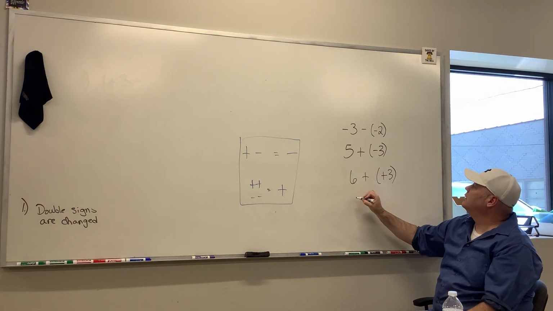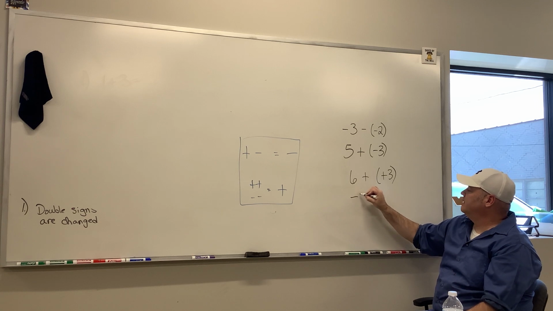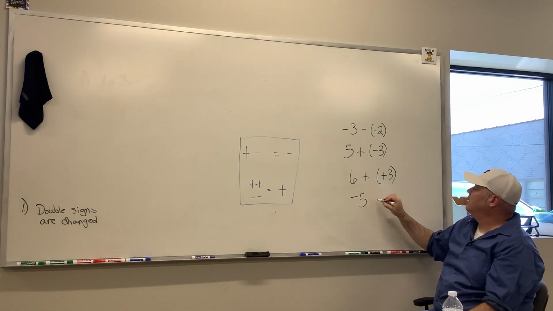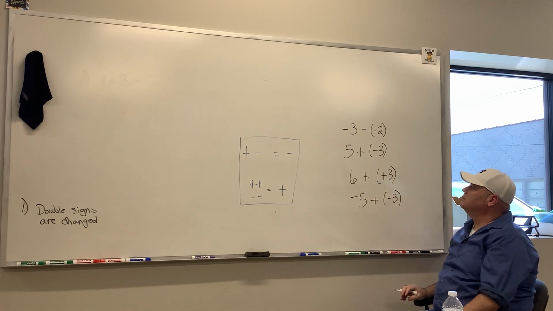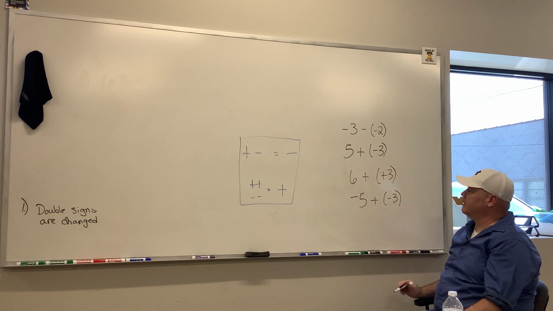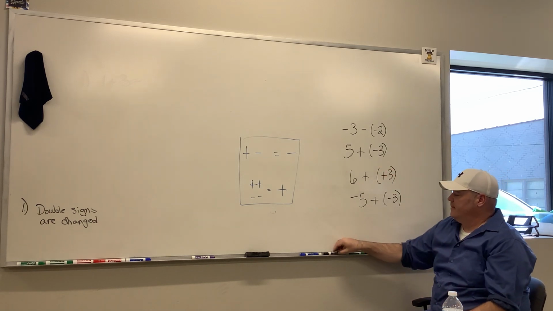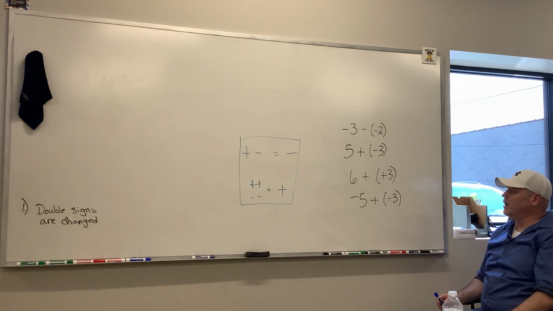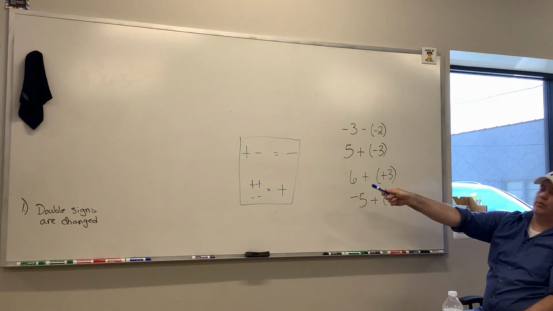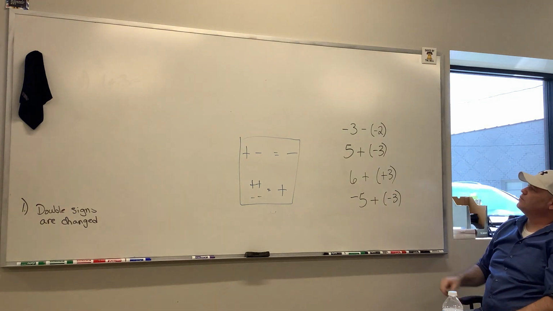Let's do -5 plus -3, okay. Well, that one's a lot, well, that's okay. So here's 4 problems, and they're all double signs, and I'll show you why. And we're gonna just pick which one do we turn it into, okay?